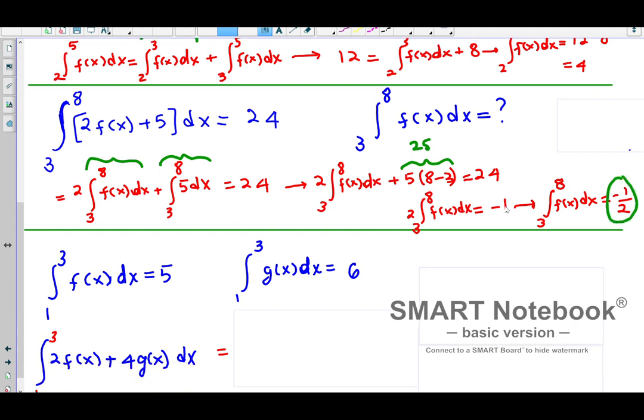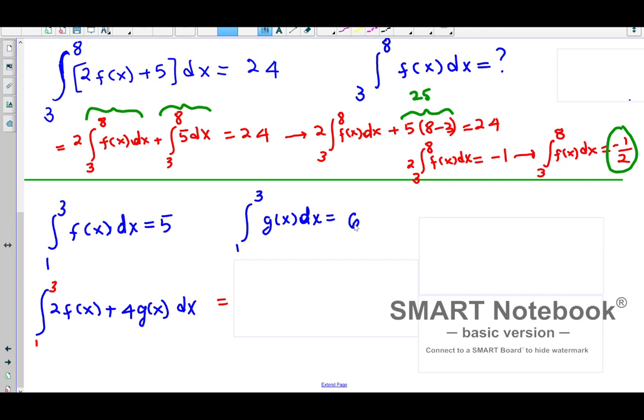Okay, one last example using properties of integration. Let's say you know the integral from 1 to 3 of f of x dx is 5, and also the integral from 1 to 3 of g of x dx is 6. Could you figure out the integral from 1 to 3 of 2 times f of x plus 4 times g of x dx? Again, this will be a great problem for you to try first and come back and check your answer.